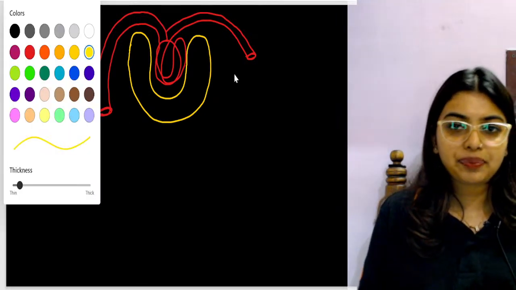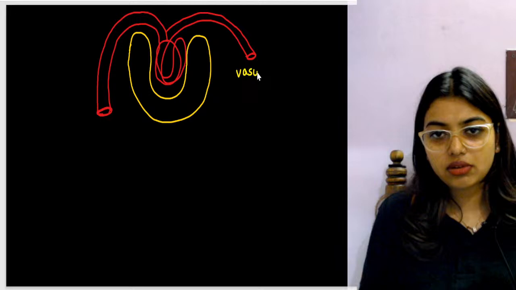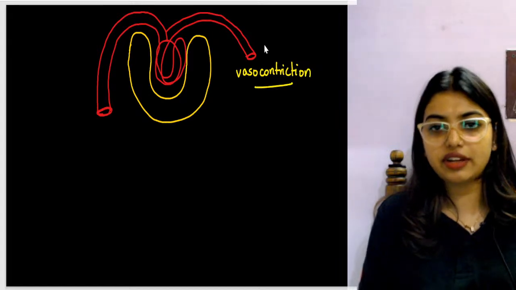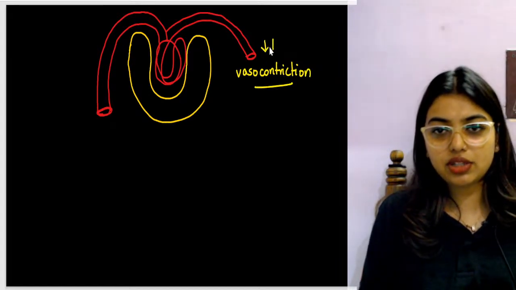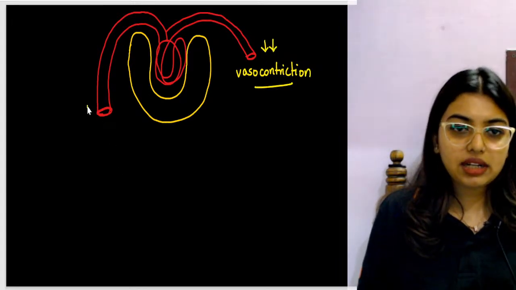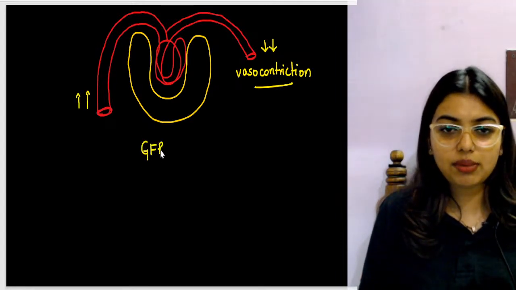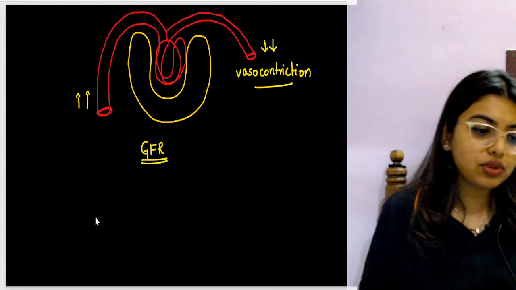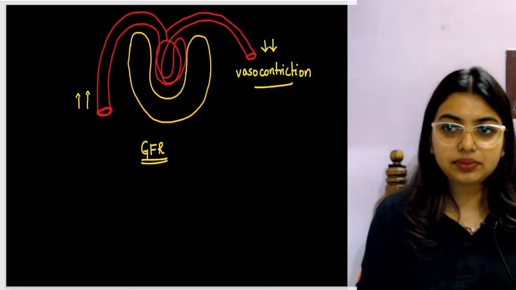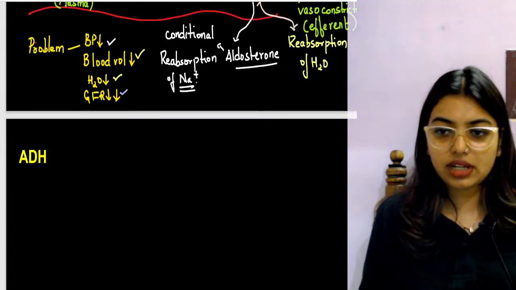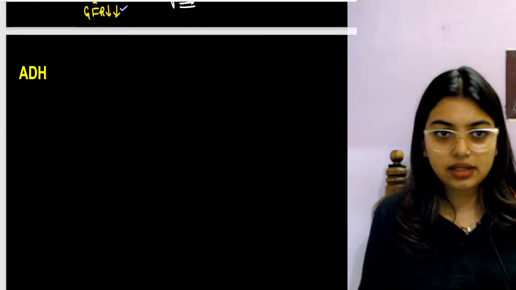So here they will do vasoconstriction. This way what will happen? The blood that is going out is going to reduce, and the blood that is going in will be normal as usual, and the GFR will become normal. GFR means glomerular filtration rate. Is this clear to all of you? Yes or no? Chalo. Now the next mechanism is called the ADH mechanism.